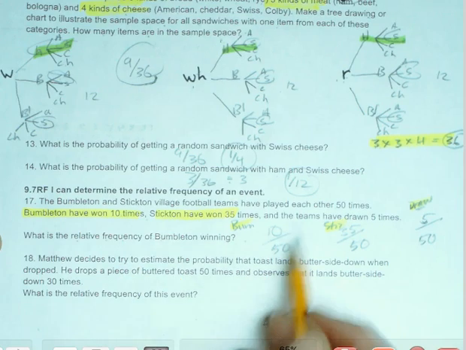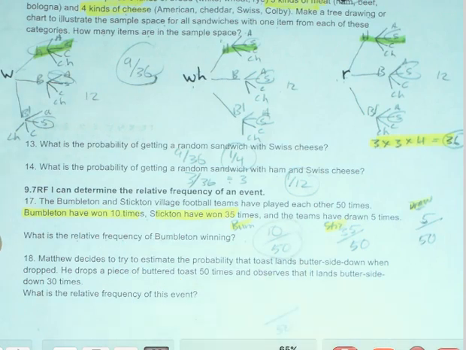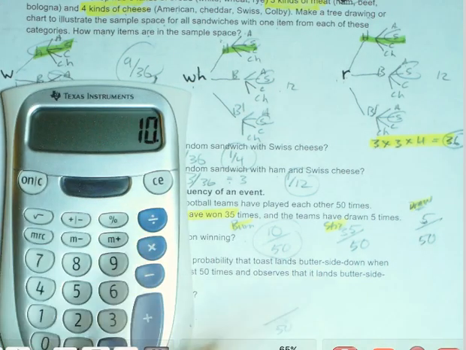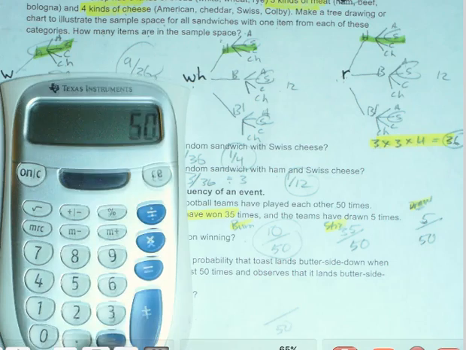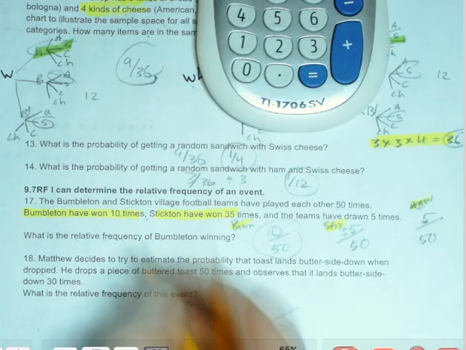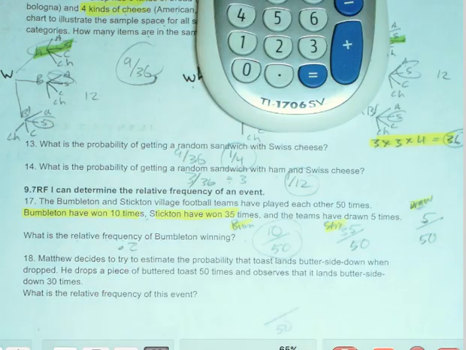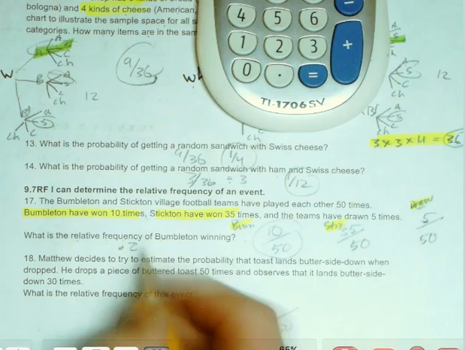What is the relative frequency of Bumbleton winning? Well, Bumbleton winning is 10 out of 50. And so I'm going to divide 10 divided by 50. I bet a lot of you already know that that's just 0.2. So they didn't tell me how they wanted me to express my answer, and I always express it as a decimal when asked for the relative frequency if they don't specify a fraction or a percent. So they have a 0.2 chance of winning.